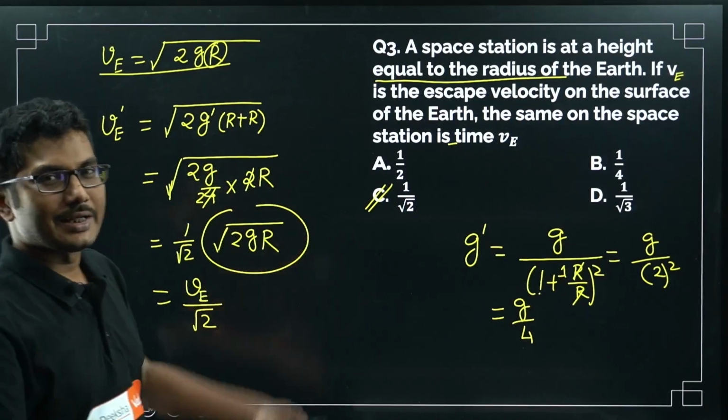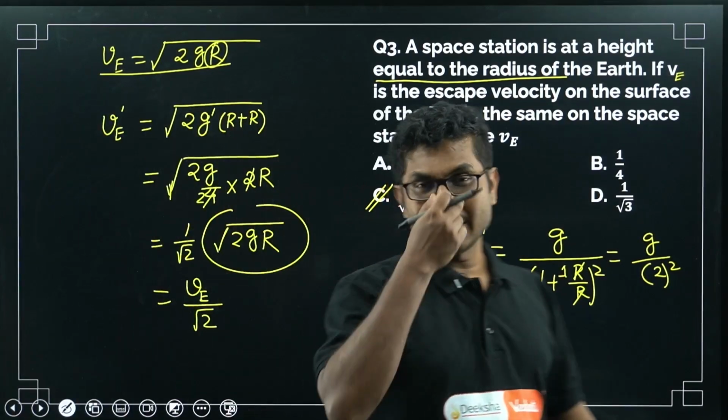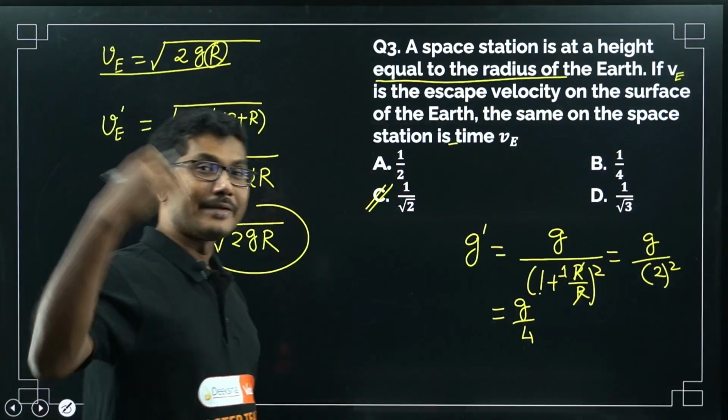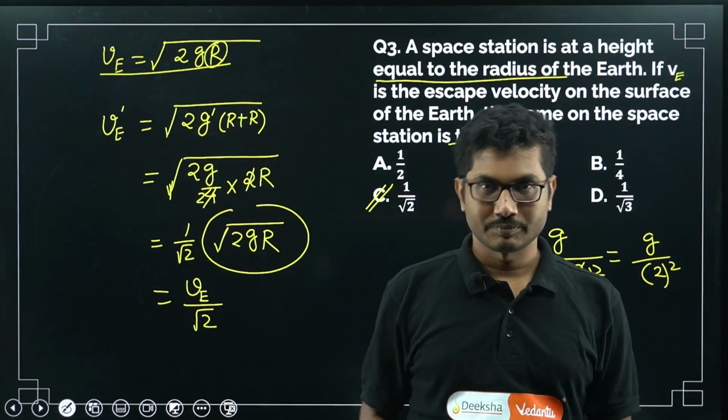You are already outside earth. So as you are slowly moving away, the escape speed will slowly decrease, right? If you are at infinity, your escape speed will be 0, right?